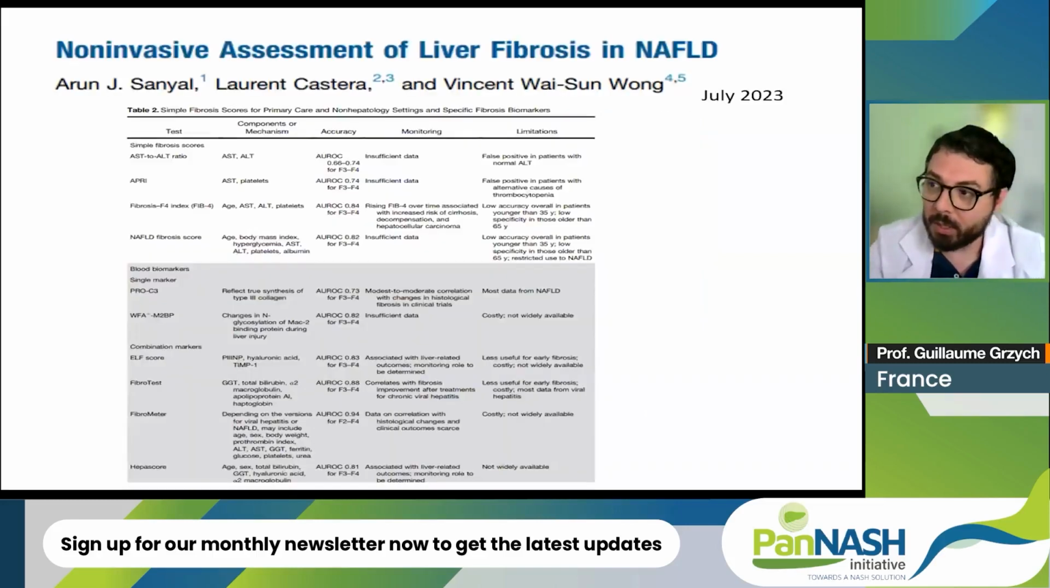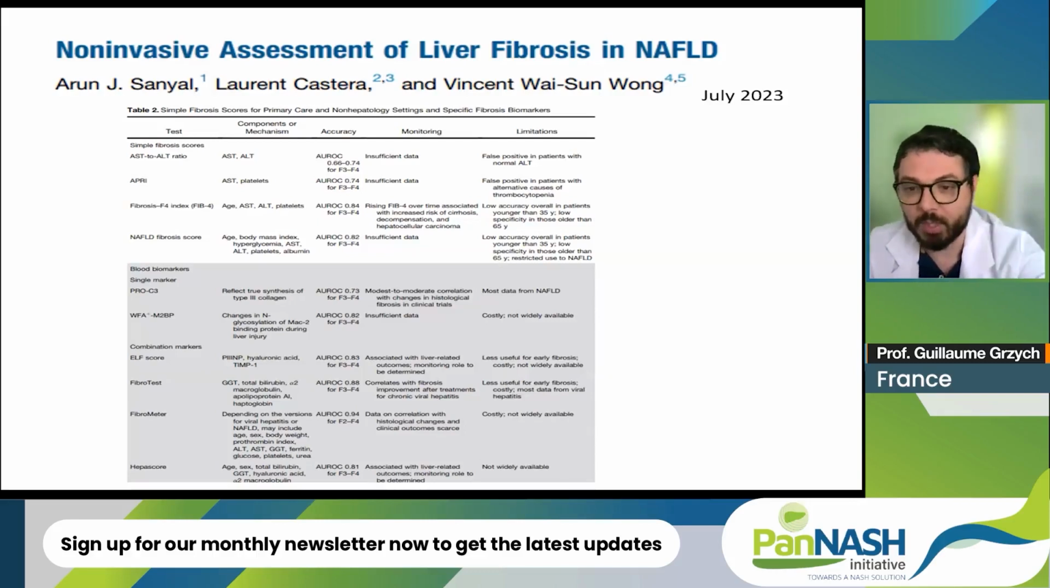There is a very recent paper published by colleagues, specialists in NAFLD. They wrote a review about the non-invasive techniques for liver fibrosis in NAFLD. I take some information from this paper, and I invite you to read this paper published by my colleagues in its entirety.